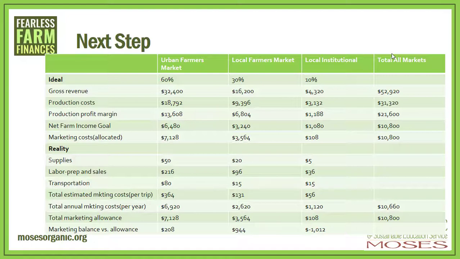There again, now you can go back to the drawing board and say, are there other outlets, such as maybe a CSA that you could work with? Maybe you could do a U-pick. Maybe you bring some of it home and you have your own on-farm stand, depending on where you're located. There might be other market venues that you could analyze as part of your combination, but there again, that local institution probably doesn't make the most sense, because when you go down to marketing balance versus allowance, we do have a negative $1,012.